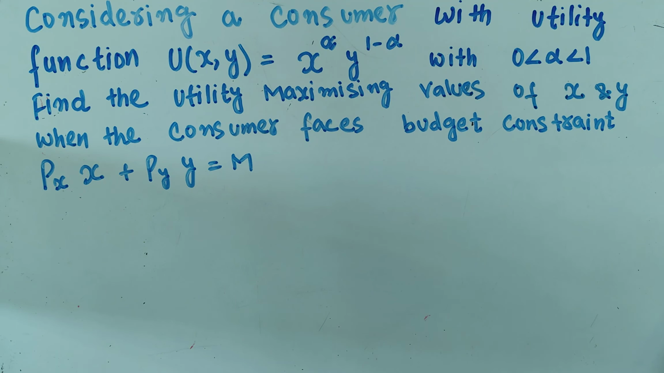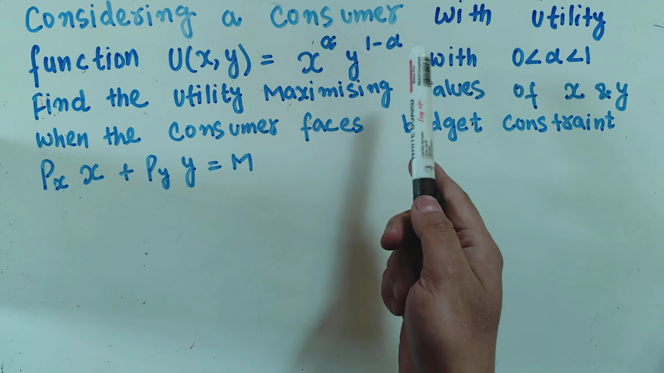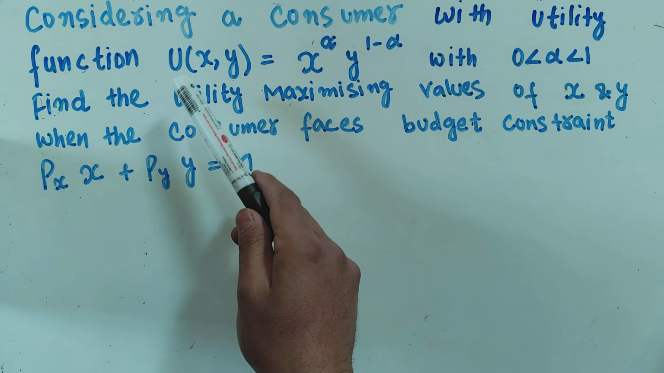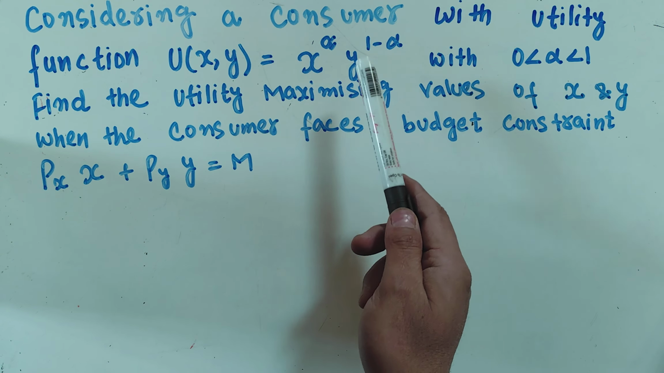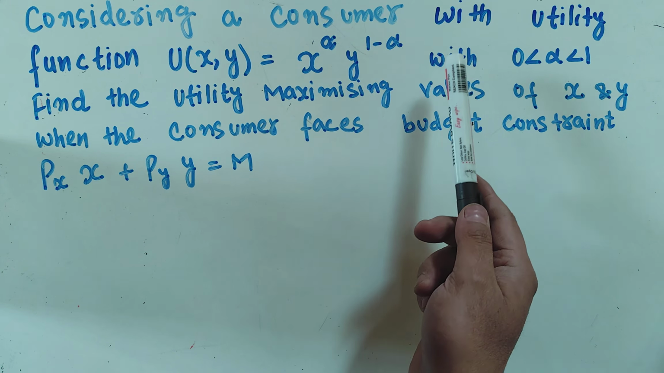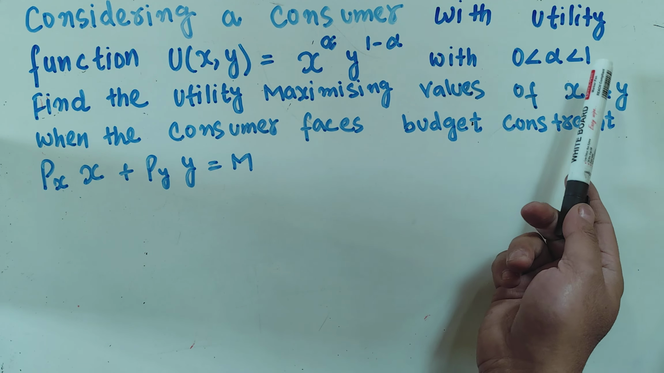In this video, we will learn how to find the utility maximizing bundle given the utility function and the budget constraint. The question is: consider a consumer with the utility function. Utility is a function of two goods x and y, which is equal to x to the power alpha times y to the power 1 minus alpha, where the value of alpha lies between 0 and 1.